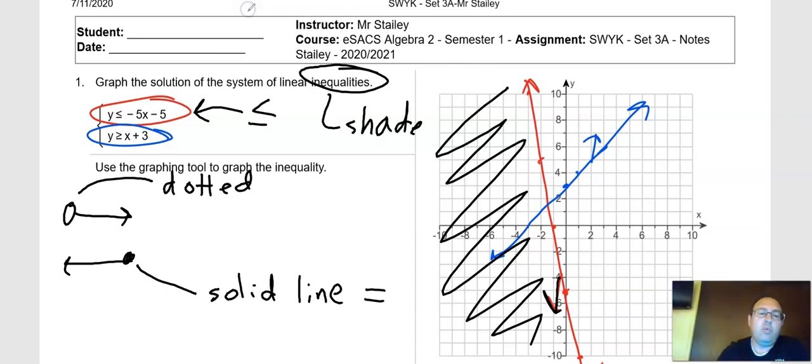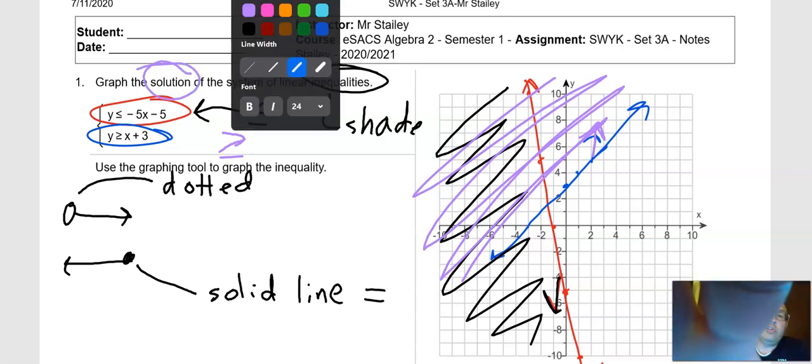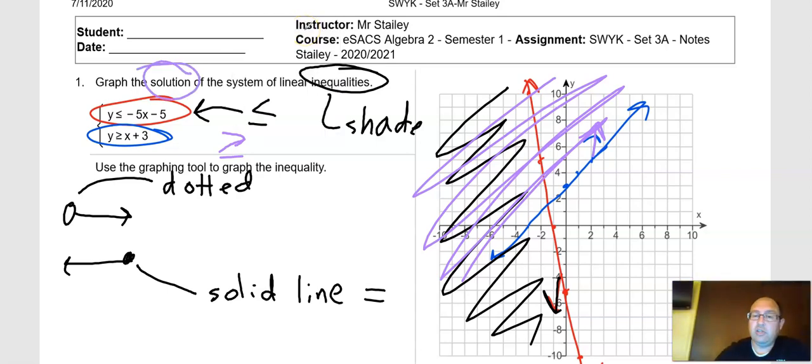Well, then what about for the blue one? It's a greater than or equal to, right? So that would be shading above. So you can see that I drew that little arrow right there. And if you shade above the blue line, so where is the solution to the system? The solution to the system is this part right here.